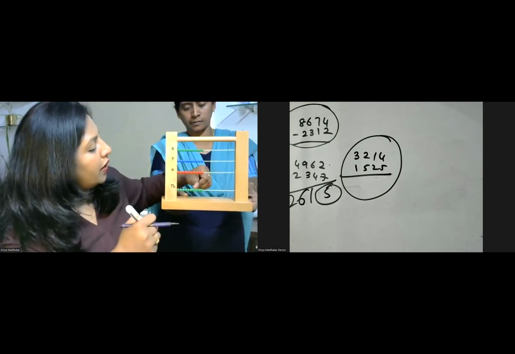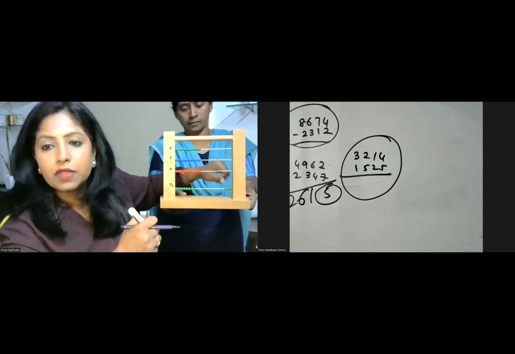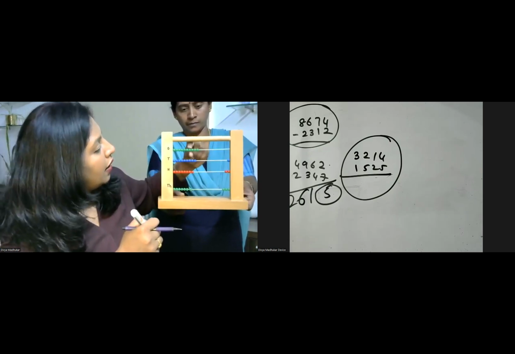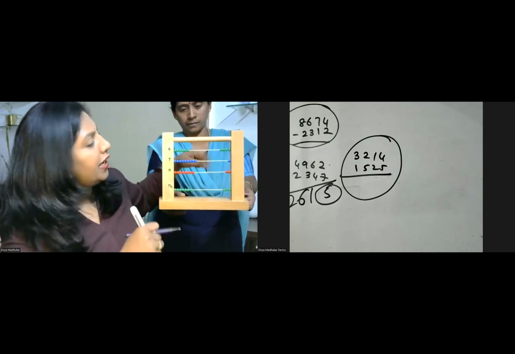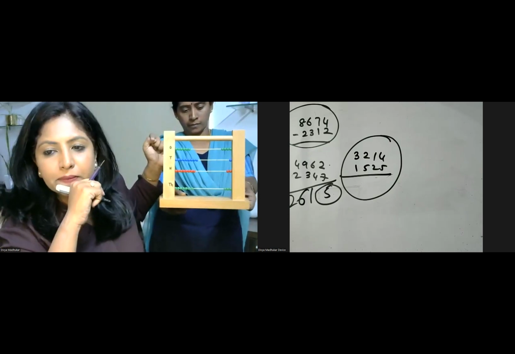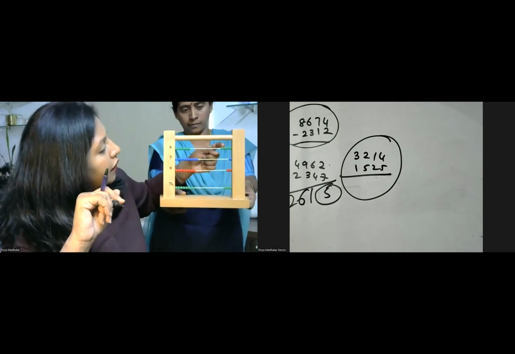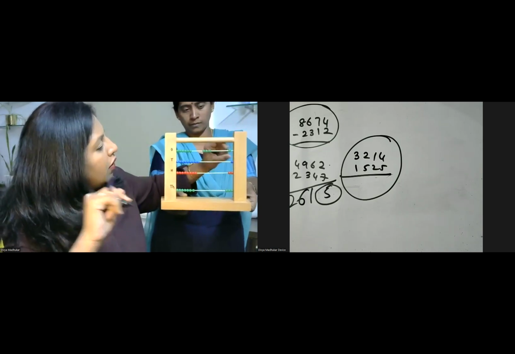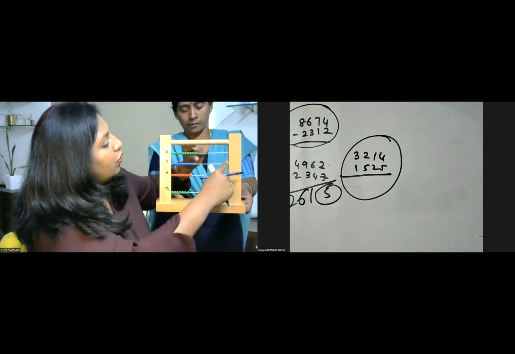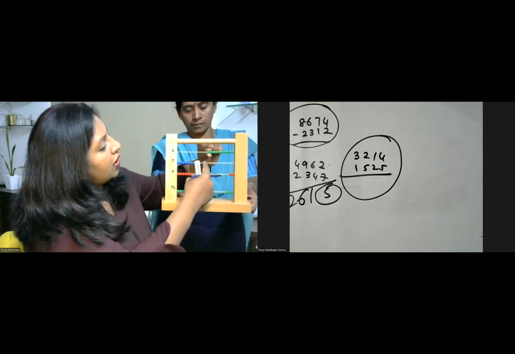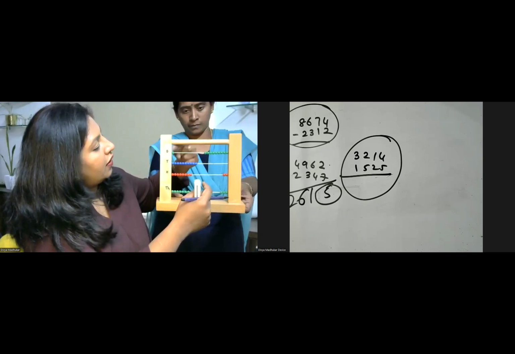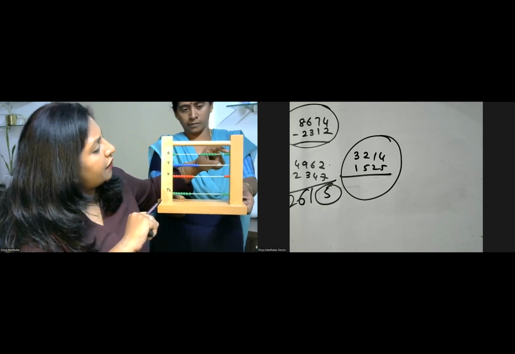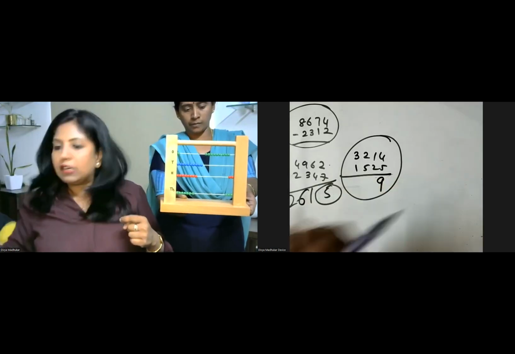Now the first number we have is 3,000, then 200s, then 110, and 4 ones. Now I need to take away how many ones? 5 ones. So let me take away 5 ones. 1, 2, 3, 4. For 5 I don't have, so I need to do that exchange. So remaining is 1, 2, 3, 4, 5, 6, 7, 8, 9. So 9.